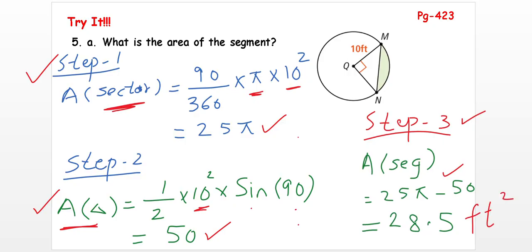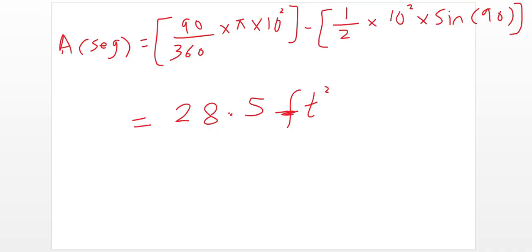Let's say a girl does not want to do all of this step by step. She can write directly like this on the calculator. This is the area for the sector, and this is the area for the triangle. So directly you can put these two areas in the brackets and it will give you the answer 28.5 feet squared directly. So it's all up to you. I think step by step is easier than writing all of it on the calculator, because by putting so many values at the same time you may make a mistake. So better do it step by step.